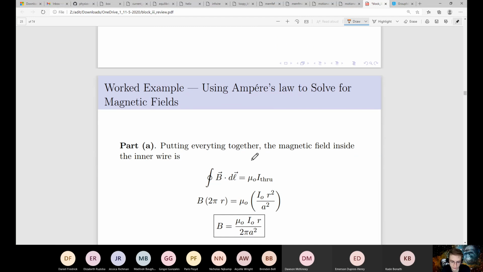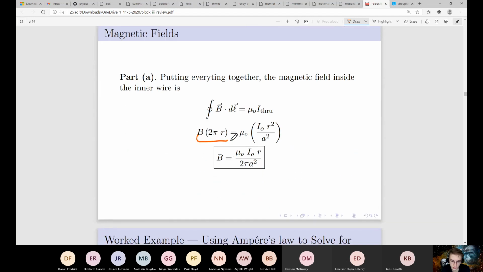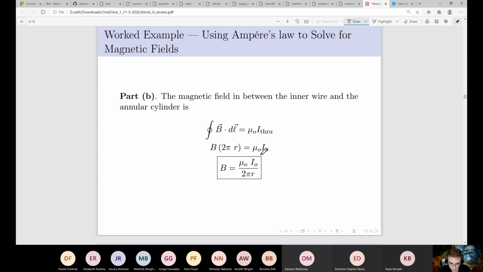For part A, when I put everything together, I have the left-hand side, the right-hand side, just divide over to find what my B field is. For part B, same thing. This time the current enclosed was just I naught, which, what we just derived, is essentially the equation that we have on our equation sheet for a current carrying loop.